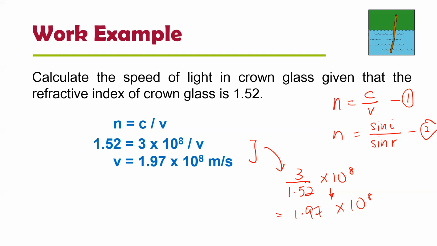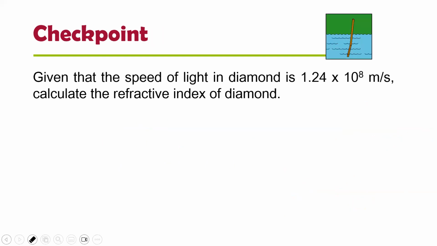Instead of keying in my calculator 3 times 10 to the power 8 divided by 1.52, I'll just take 3 divided by 1.52. Okay, here, let me just erase a bit. So the correct way to be faster in your exams is just 3 divided by 1.52. Okay, next, you can work on this again.